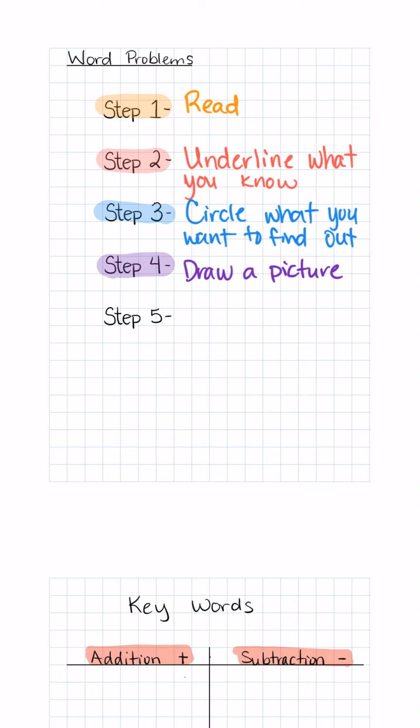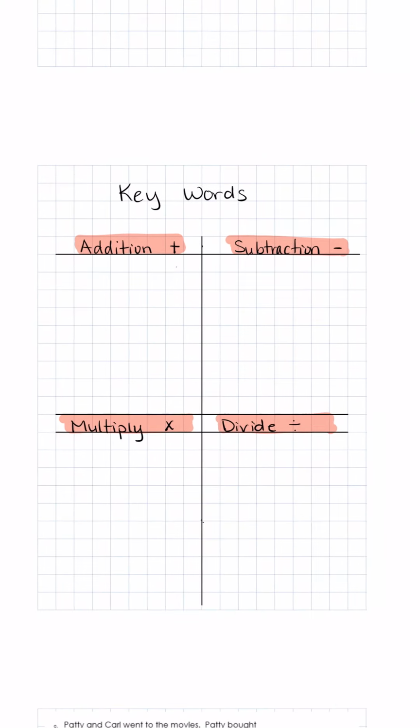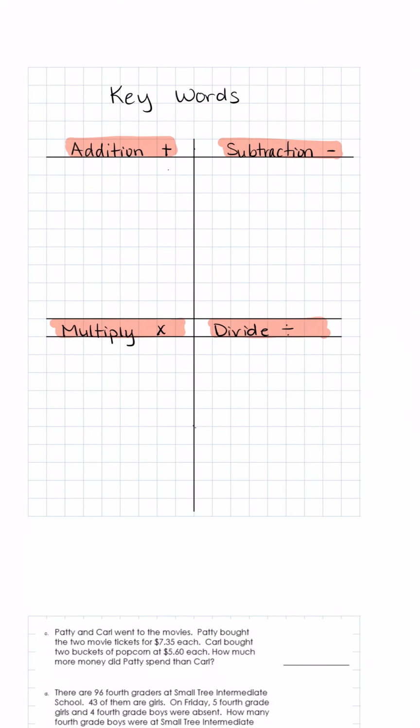And last, you are going to solve. Okay, so these are the steps you need to remember. First, read it, underline what you know, circle what you want to find out, draw a picture, and solve. Let's look at some key words that you might find to give you clues as to what they're asking you.